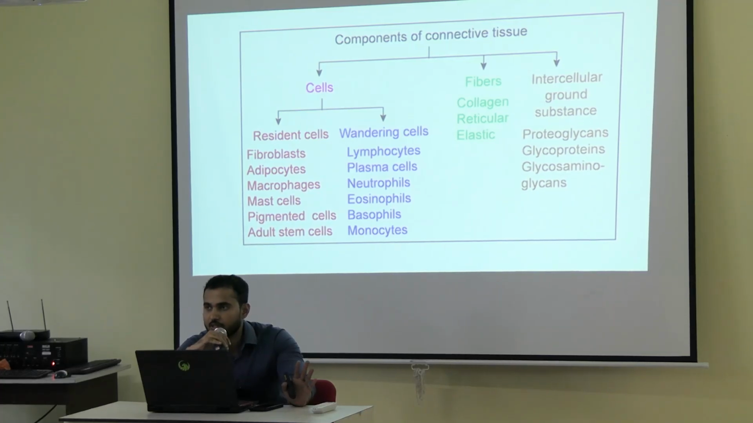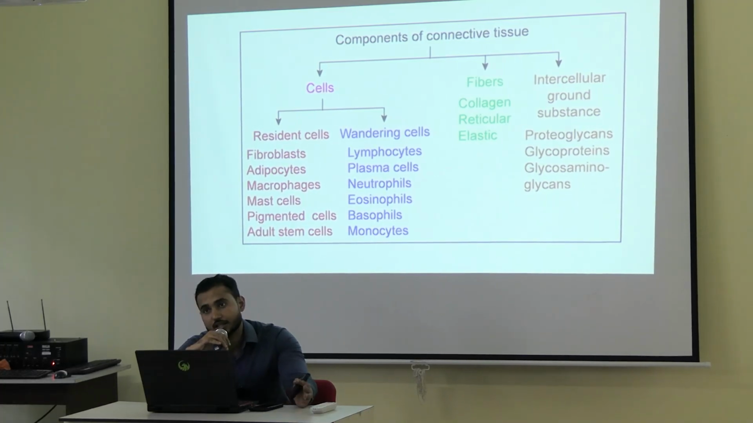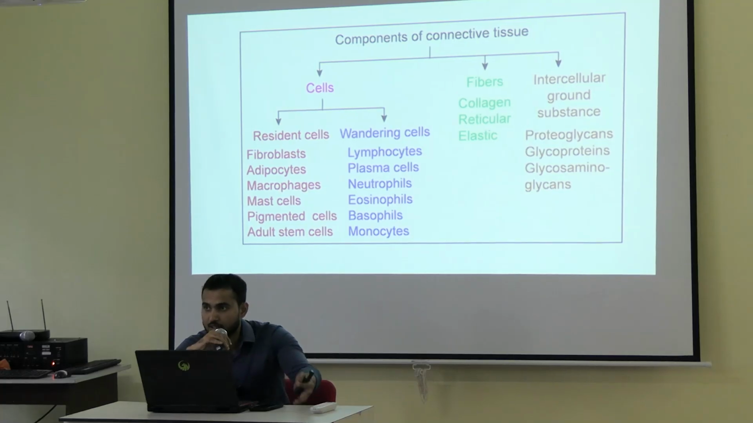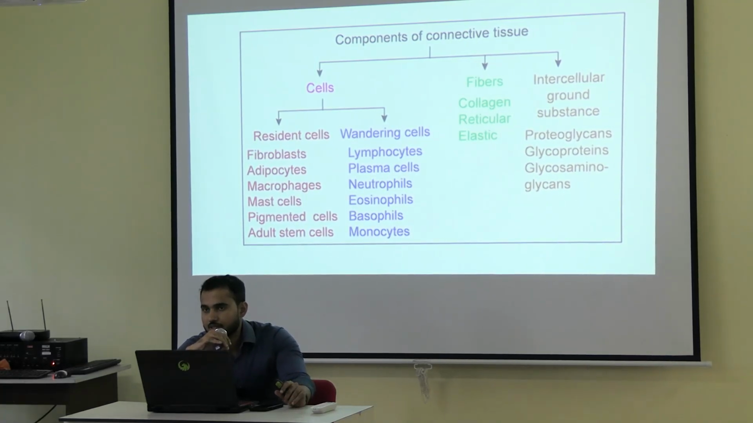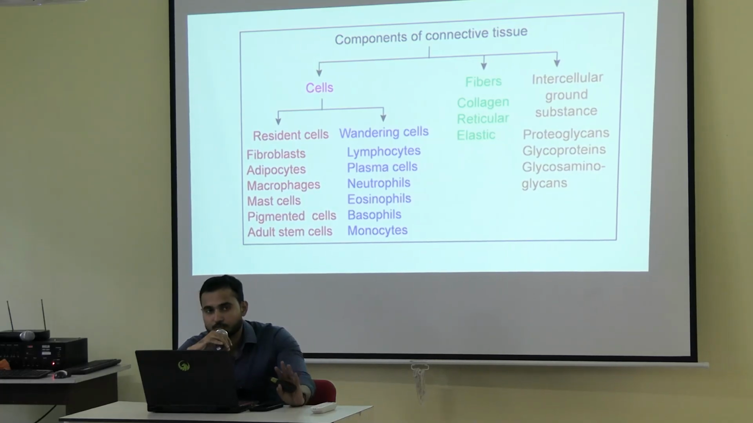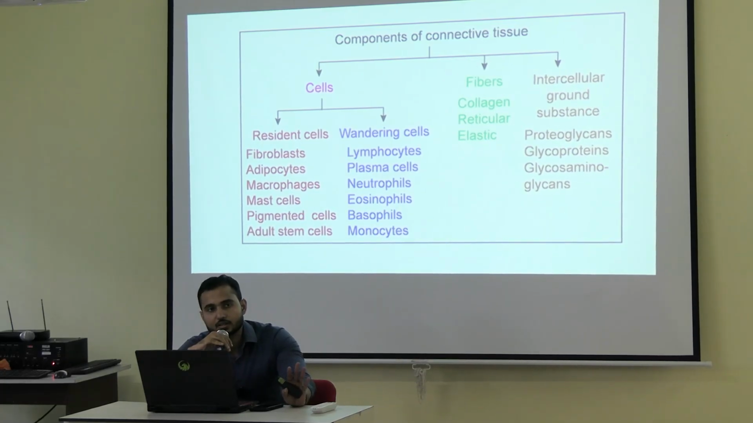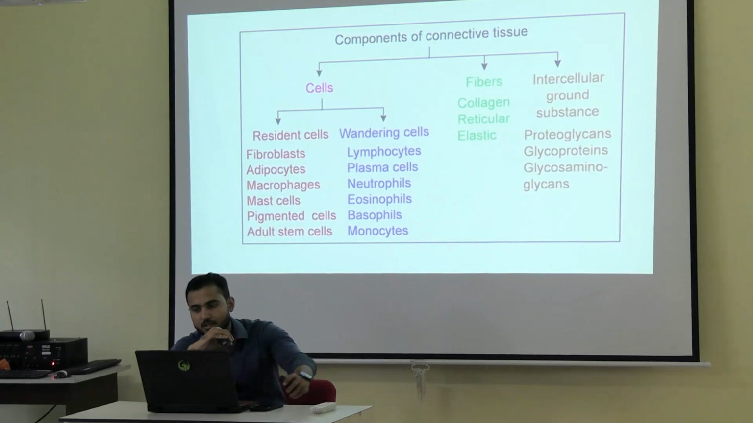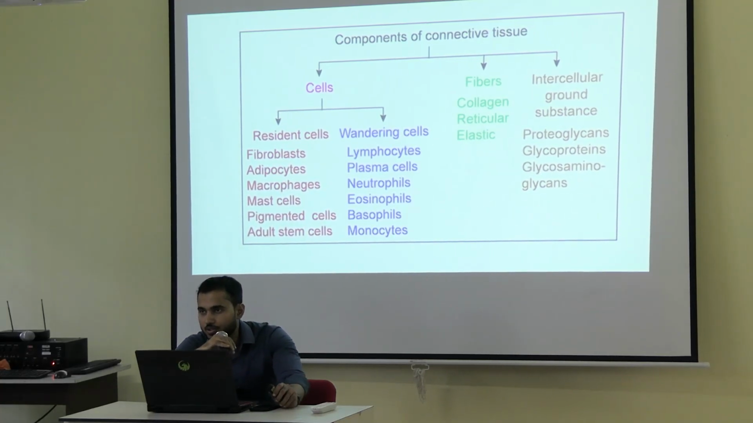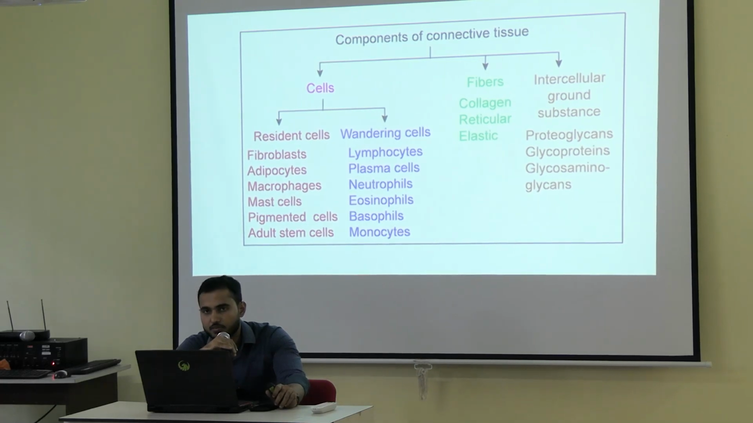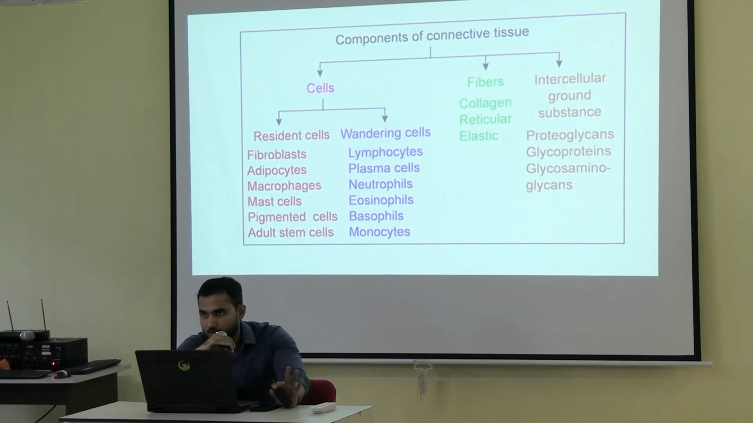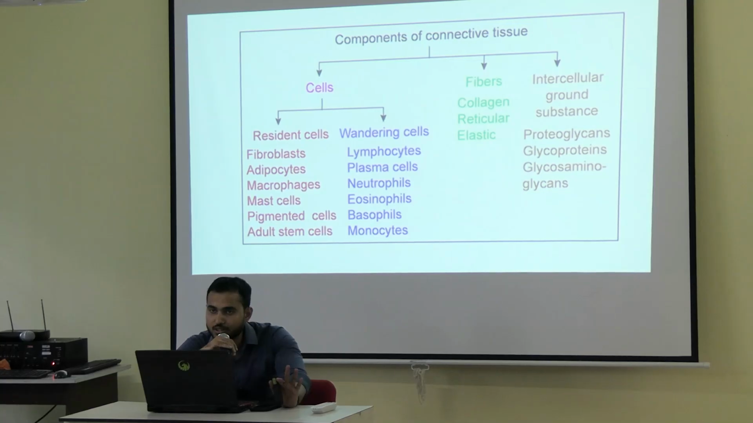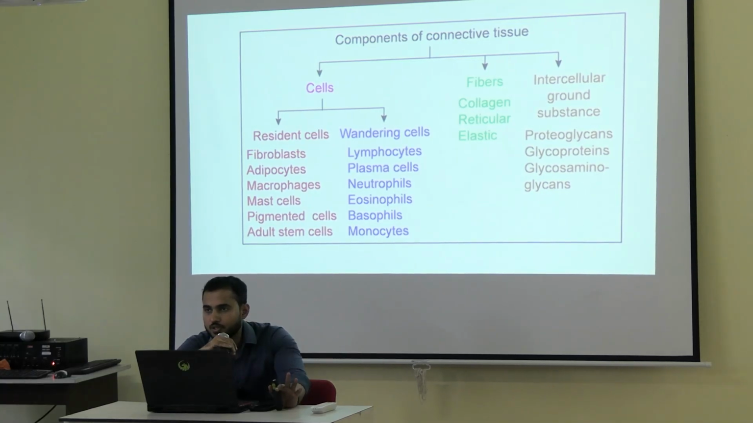Next, in the fibers, how many types of fibers are there? 3. See again 3. ठीक है, so ऐसे ही याद करना है. So 3 types of fibers are there: collagen fibers, elastic fibers, and reticular fibers. ठीक है. Next, what is the component? Ground substance. Okay, you can see the ground substance. Intercellular ground substance. It is made up of proteoglycans, glycoproteins, and glycosaminoglycans. See again 3. Okay, so that's why in the beginning I mentioned most of the things related to connective tissue are 3.